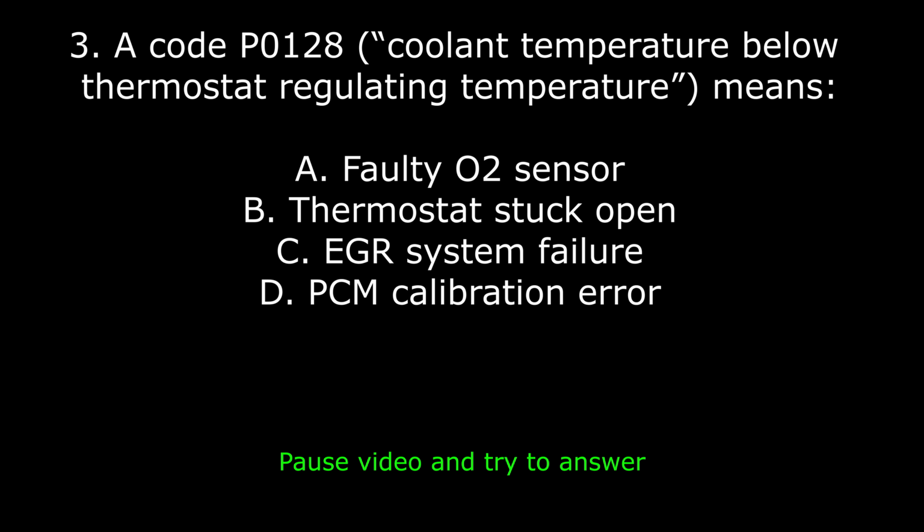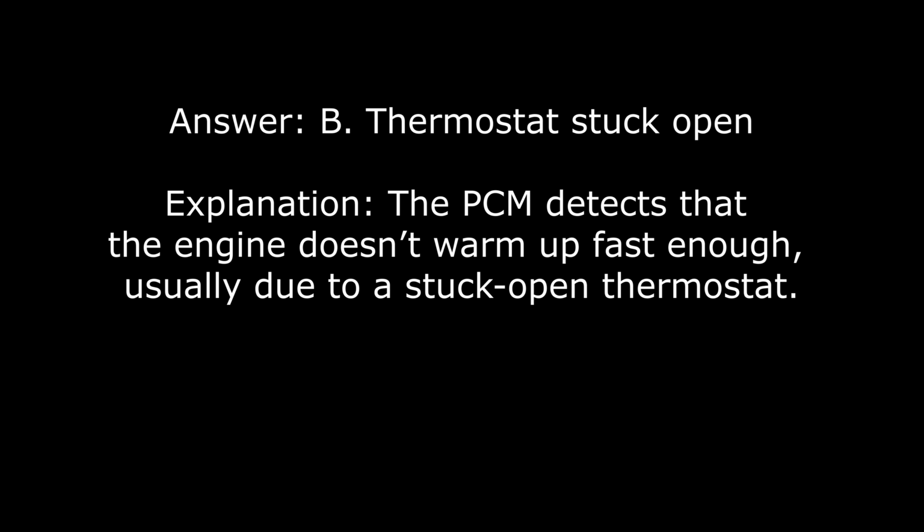3. A code P0128, coolant temperature below thermostat regulating temperature, means A. Faulty O2 sensor. B. Thermostat stuck open. C. EGR system failure. D. PCM calibration error. Answer B. Thermostat stuck open. Explanation. The PCM detects that the engine doesn't warm up fast enough, usually due to a stuck-open thermostat.